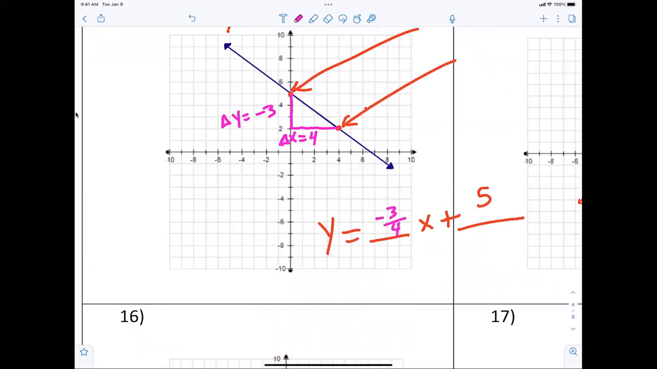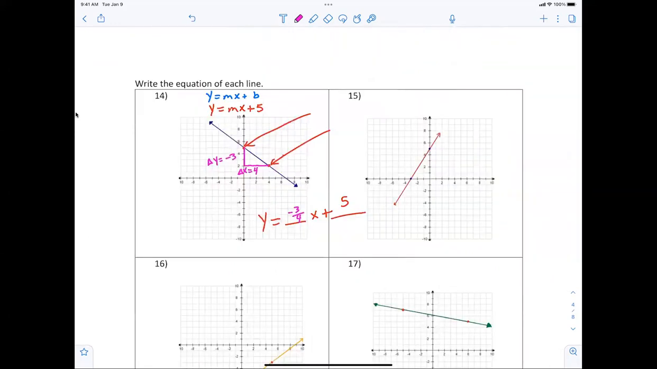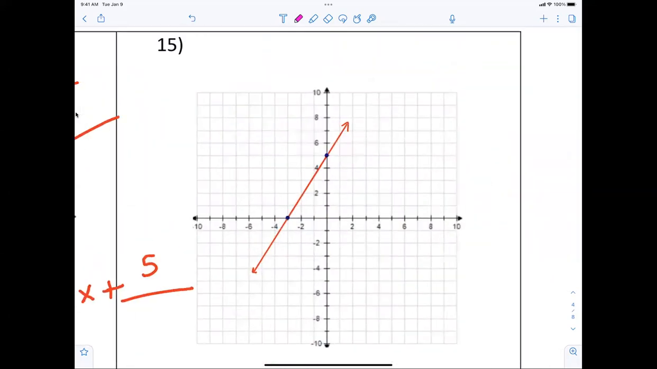-3/4. So the answer is y equals -3/4 x plus 5. That is not a difficult thing. All right. It's actually very hard. If you think it's easy, you're in good shape. All right. Now we will practice again looking at number 15.